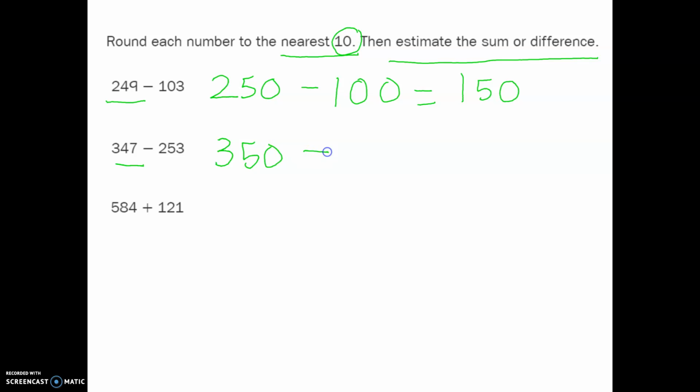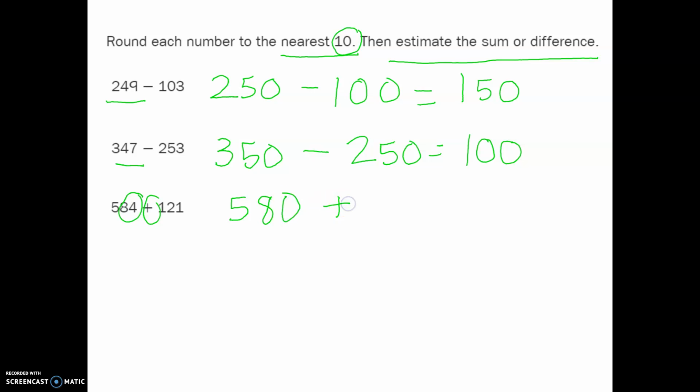350. Minus, I've got 253. So 253 is between 250 and 260, but it's closer to 250. I subtract and I'll get 100. Now watch that sign. I'm going to add 584. Well, 584 is between 580 and 590, but it is closer to 580.